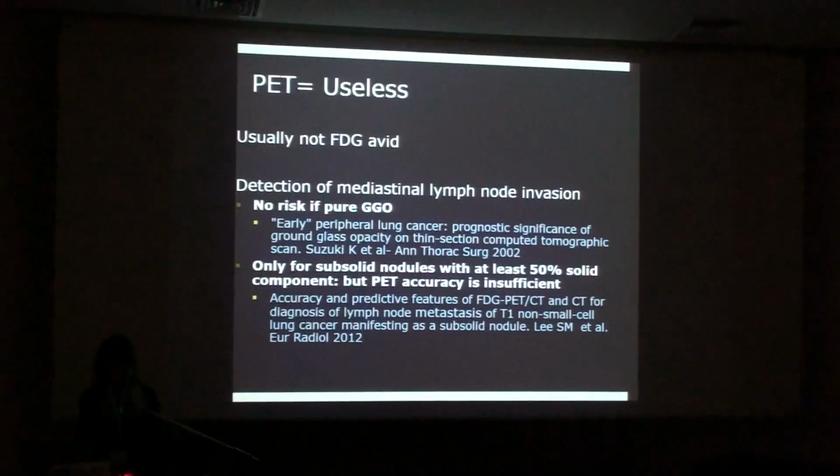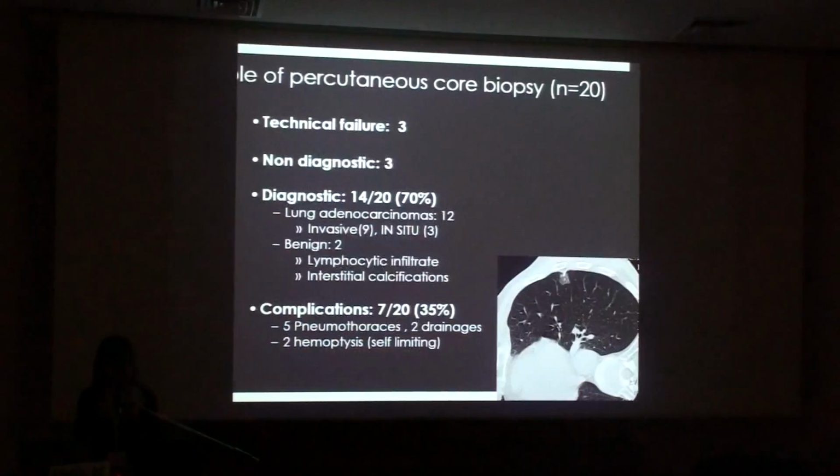PET is definitely useless for evaluating subsolid nodules. They're usually not FDG avid. The only interest could be to detect a mediastinal lymph node invasion, but there is no risk of mediastinal lymph node involvement for pure GGO lesions, and it's only a risk for subsolid nodules with at least 50% solid component, but even in this situation, PET accuracy is insufficient, so forget PET for subsolid nodules.